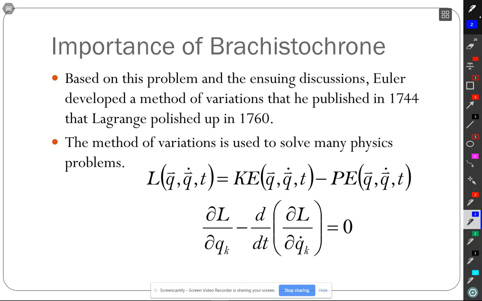Okay, so why was this important? It's important because of the discussion that followed after this challenge by Johann Bernoulli. Euler, in 1744, or excuse me, it's actually 1744. You might, let's back up.